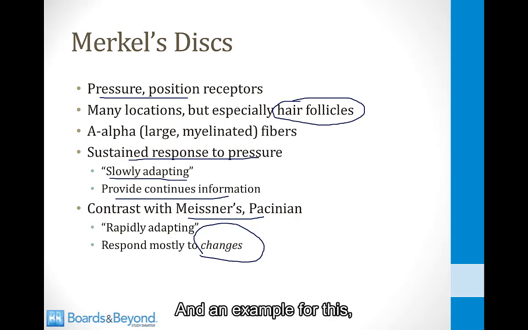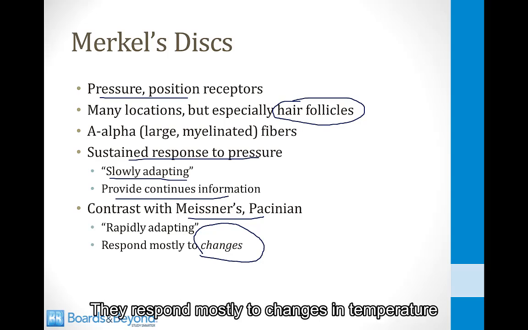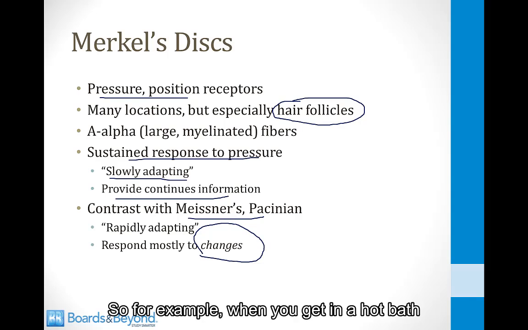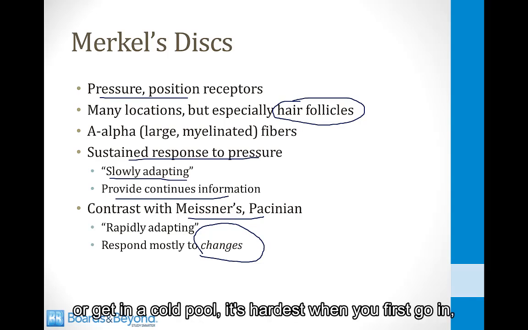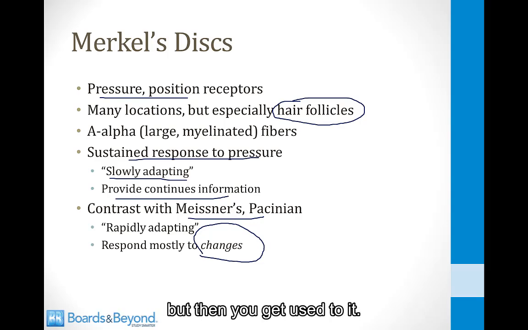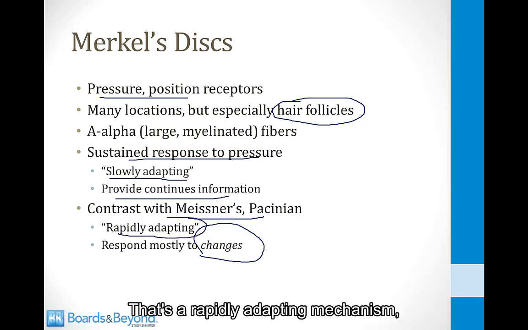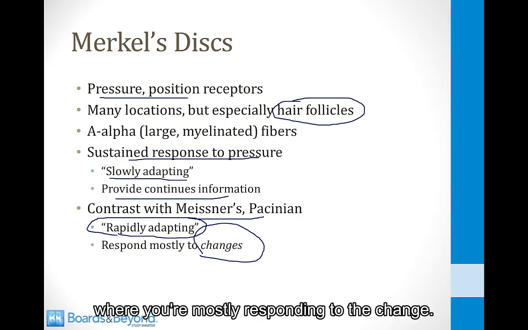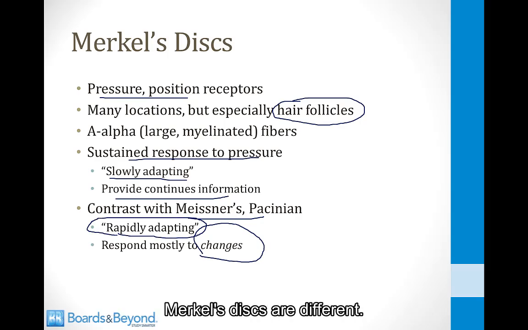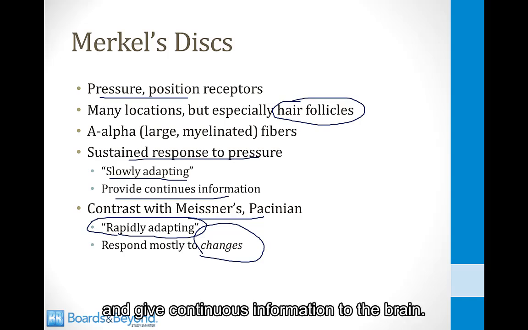An example for this that's easy to understand are thermoreceptors. They respond mostly to changes in temperature rather than a set temperature. So for example, when you get in a hot bath or get in a cold pool, it's hardest when you first go in because there's a big change in temperature, but then you get used to it. Those are things like Meissner's and Pacinian corpuscles. That's a rapidly adapting mechanism where you're mostly responding to the change. Merkel's discs are different. They respond to sustained input and give continuous information to the brain.